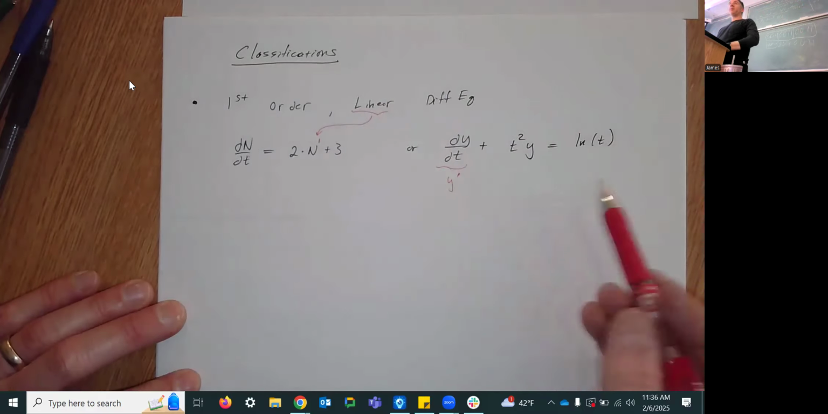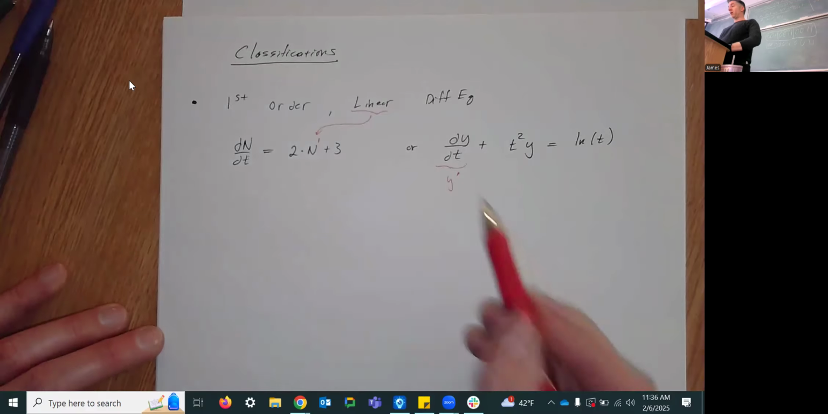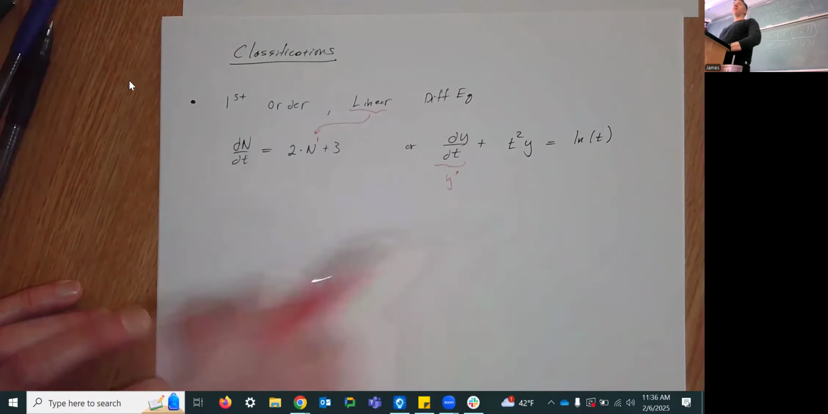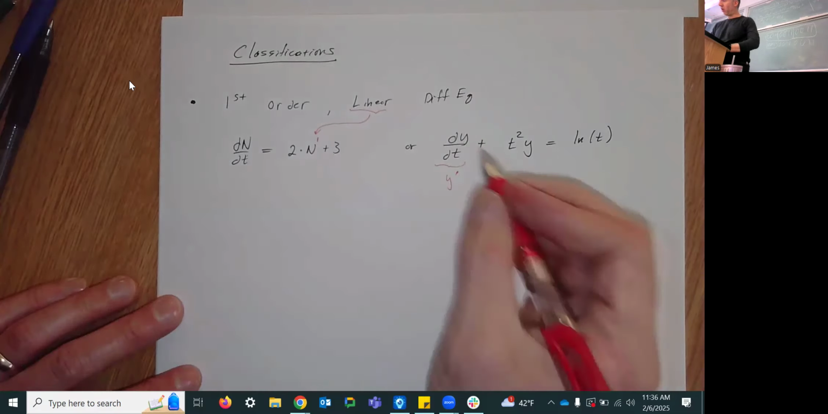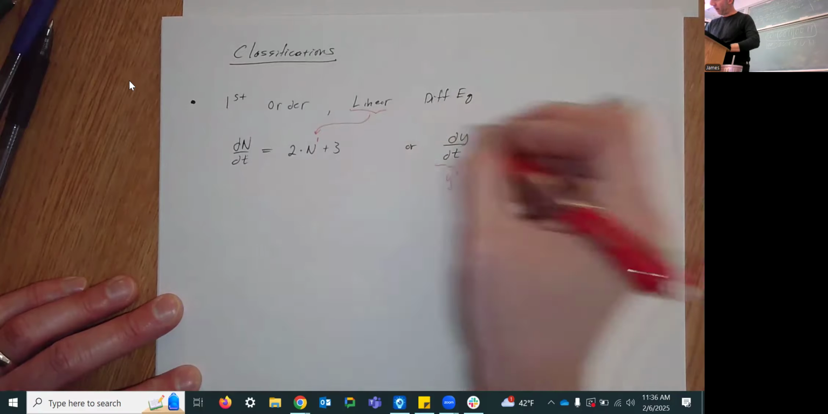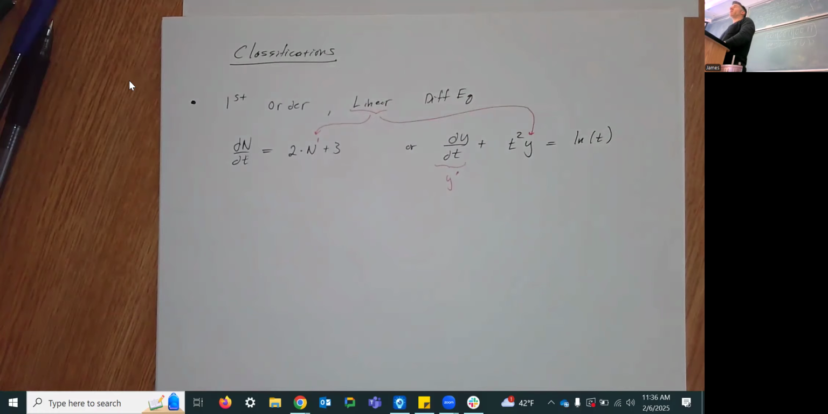Same deal over here. In the second example, y is my function. It's only got the first derivative of y, and then every other instance of y is y to the first power. So also linear because of the y right there. It doesn't matter that t is to some other power, or that there's a natural log of t. t is not the thing we care about. y is the thing we care about. The function is the thing we care about. We're talking about differential equations, and the function is the thing that's important, whether it's y or f of x or N of t or whatever.